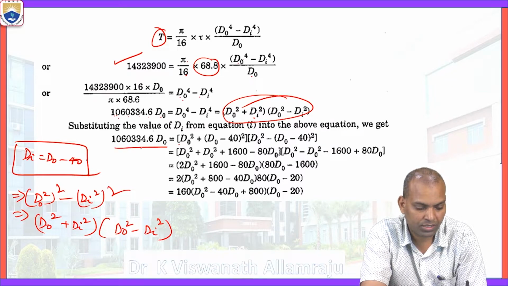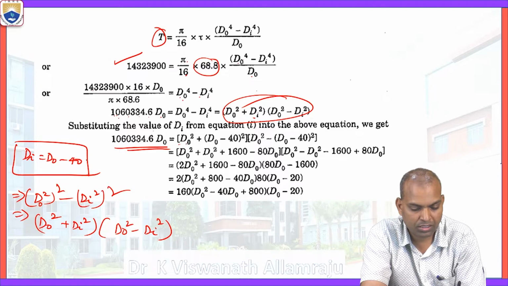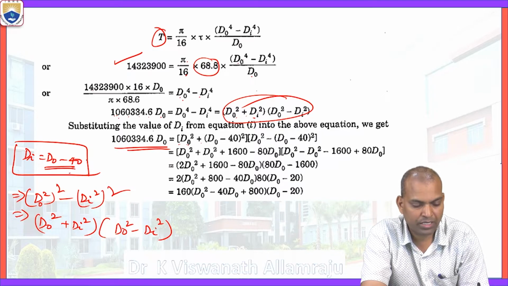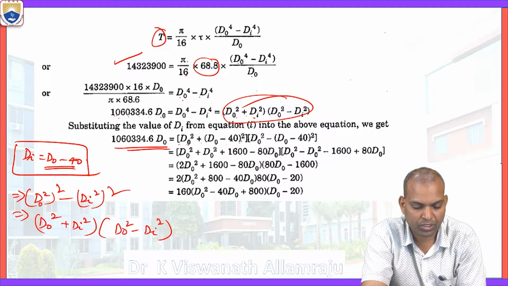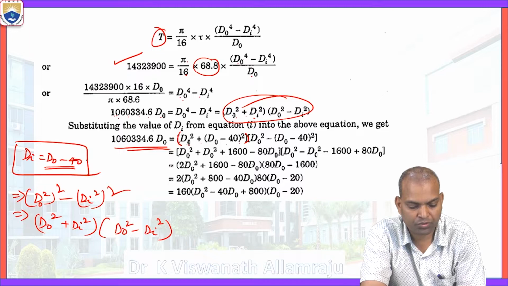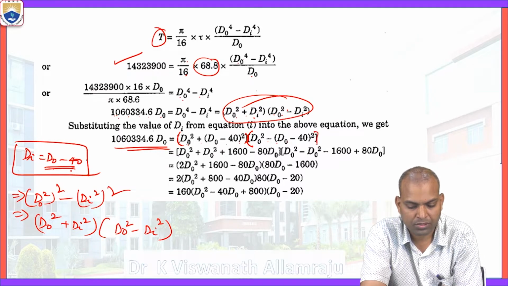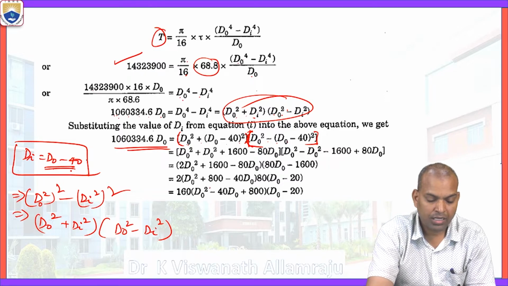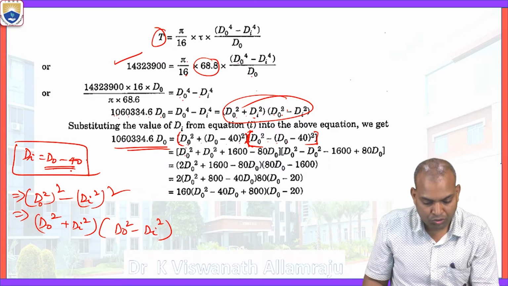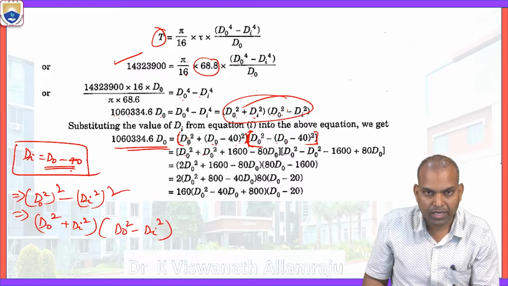Now the equation: 1060334.6 do equal to do square times, do square plus, what is the di? Di is do minus 40. Substitute here, do minus 40 whole square. This portion is over. Next, do square minus di. What is the di? Do minus 40. Substitute. Simplification.